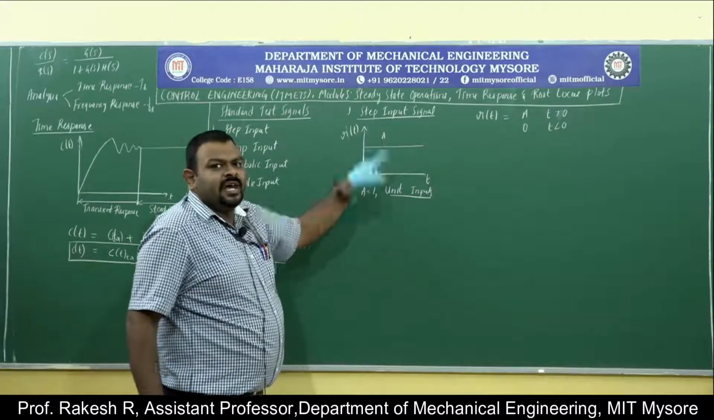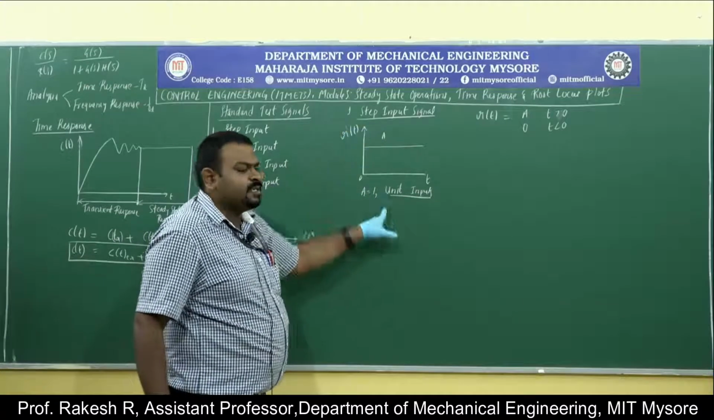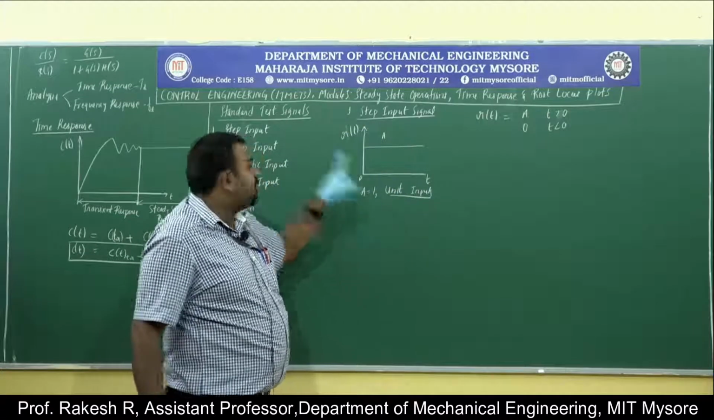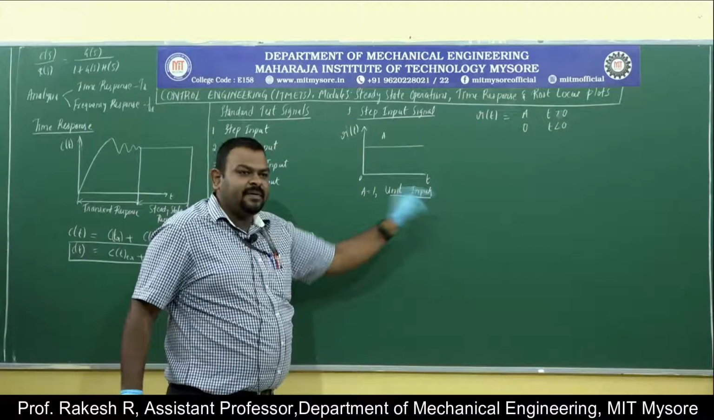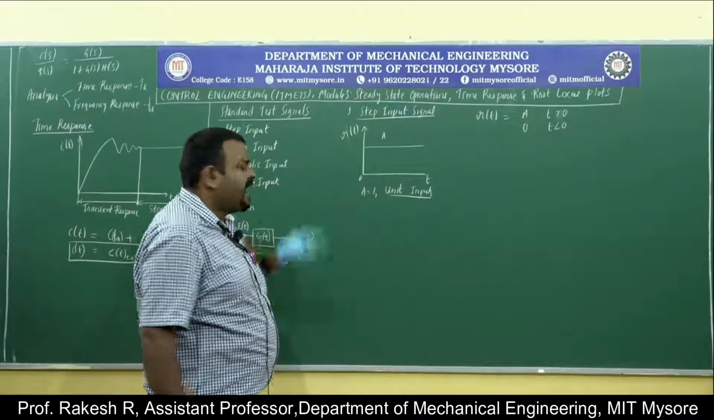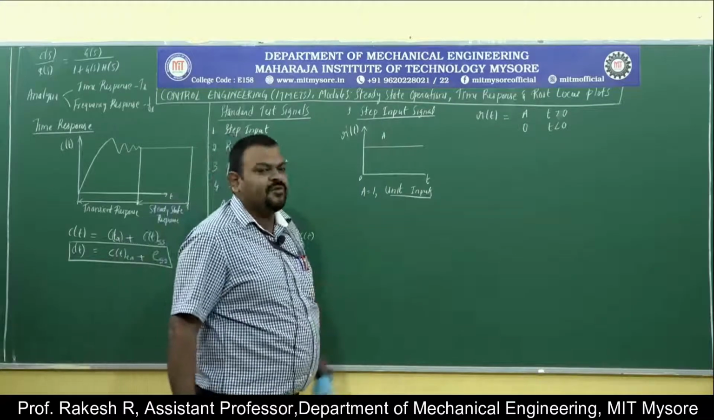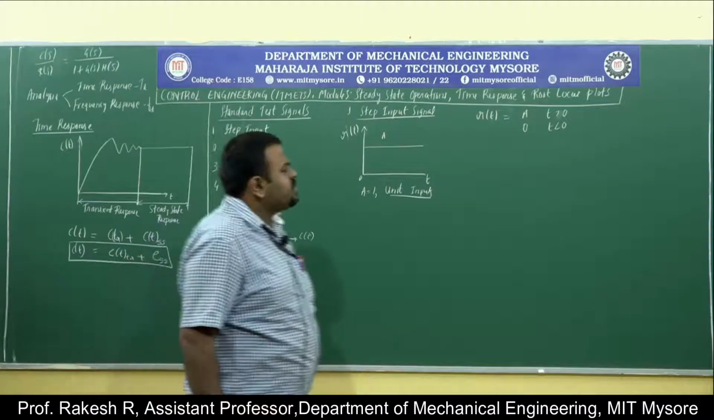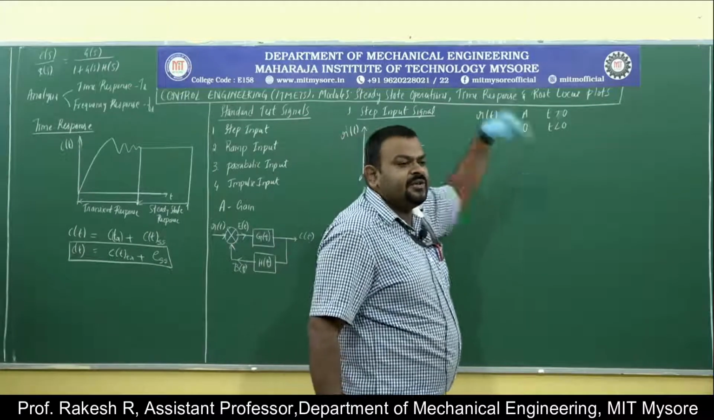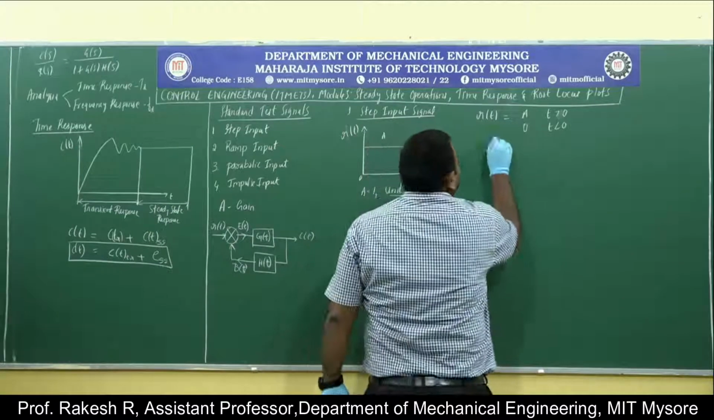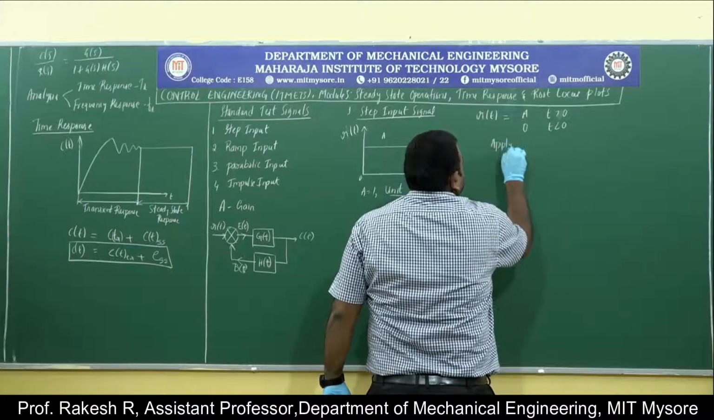If A is equal to 1 for step input, it is unit step input. If A is equal to 1 for ramp input, unit ramp input. If A is equal to 1 for parabolic input, it is unit parabolic input. That is a designation we will be taking. So let us convert t domain to S domain. For that I need to apply Laplace transformation.